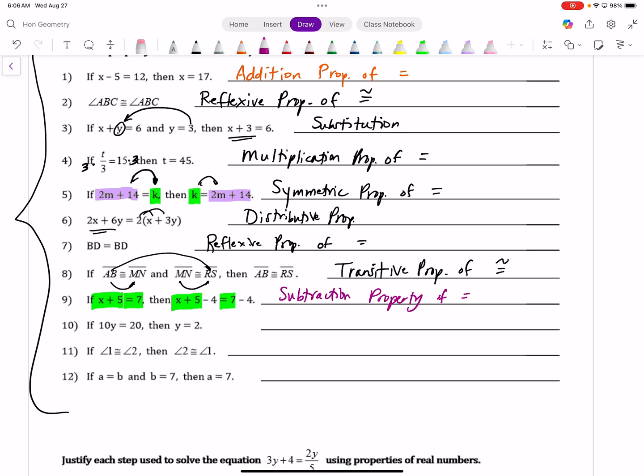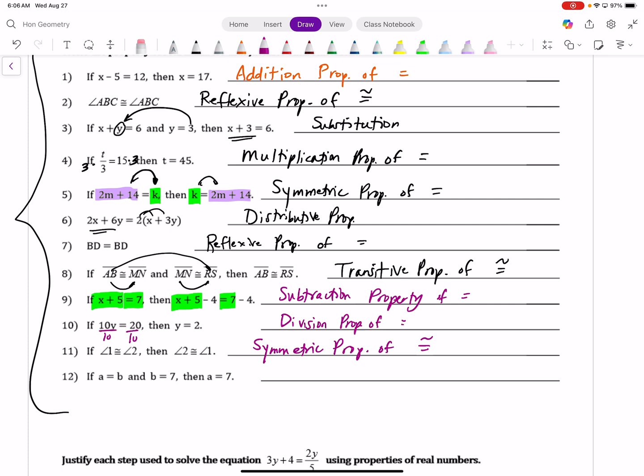All right, if 10y is 20, then we're dividing both sides by 10. So y is 2. This is the division property of equality. If angle 1 is congruent to angle 2, then angle 2 is congruent to angle 1. So we're just turning it around. That's symmetric. Wait, is it 2? Oops, yeah. The symmetric property of congruence, because we've got congruent symbols.